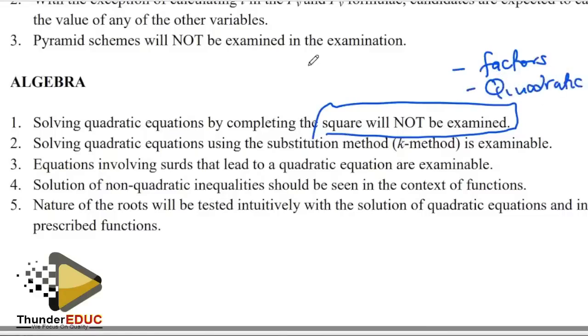Okay, then you need to solve quadratic equations using the substitution of the K method. This is examinable. It's possible that it can come where you have an equation with a bigger exponent other than 2, maybe x to the 4, probably x to the 6, and so on and so forth. So when you use the K method, you let K be maybe x squared, so that you just replace that and then you solve it.